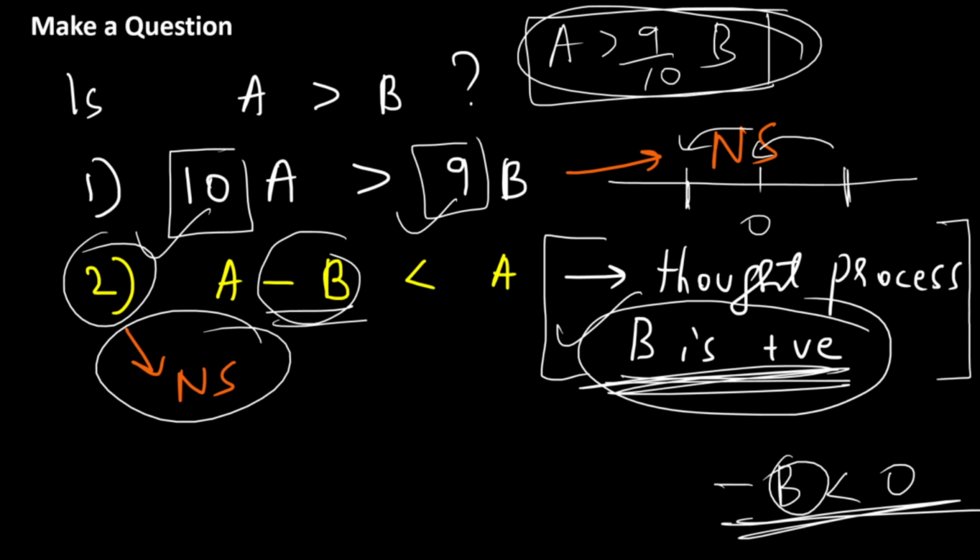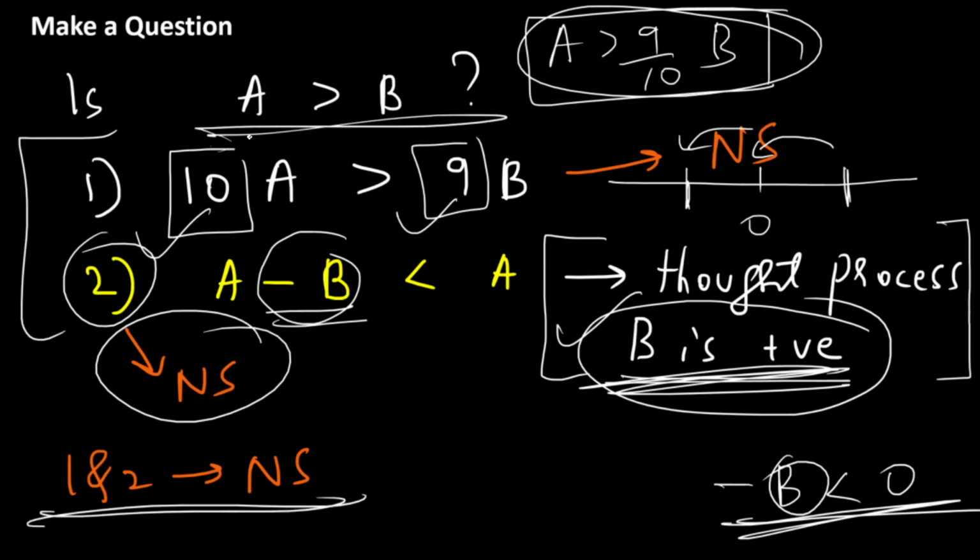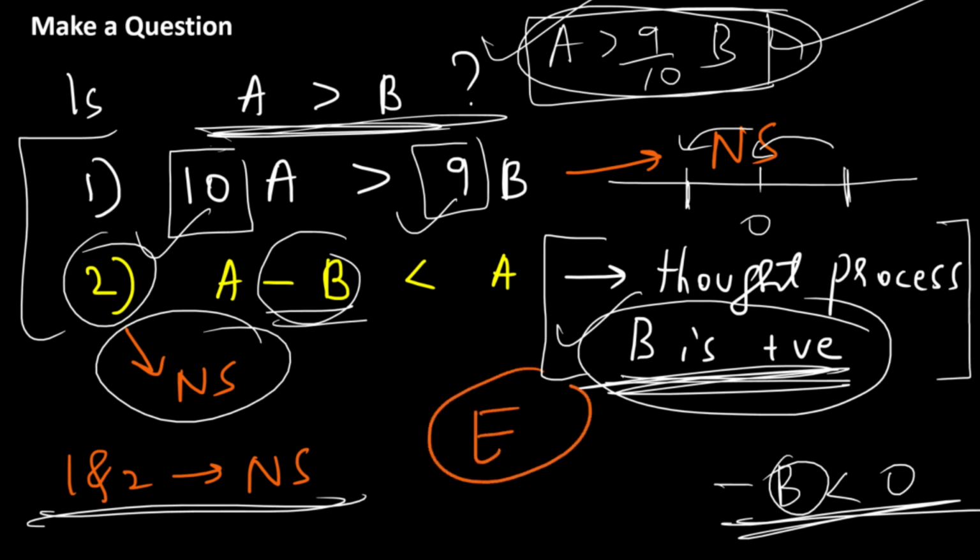Alright, now statements 1 and 2 together will also be not sufficient, because again, when you use these two pieces of information, still you cannot establish whether A is greater than B or not. Using statement 1, we just know A is greater than 9 by 10B. Using statement 2, we just know that B is positive. So when you combine both, yes, you can know that A is positive, B is also positive, and A is greater than 9 by 10B. But still, you cannot establish whether A is greater than B or not. Therefore, the correct answer to this question is option E.